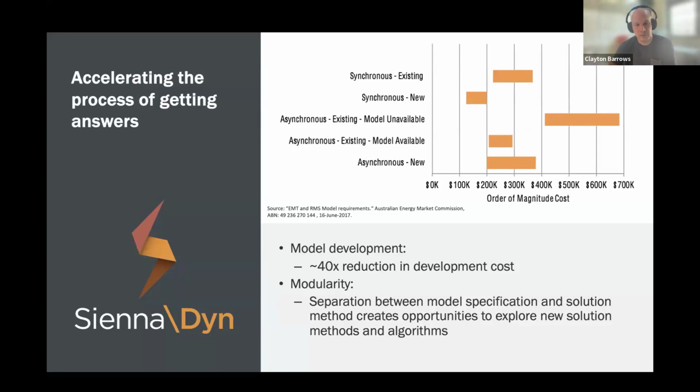And so we've seen about a 40 times reduction in development cost or development time because of the modularity associated with the way that we have designed the Sienna Dyne tools. And that modularity also benefits us in the simulation approach because we're able to apply different modeling numerical integration techniques and get results fairly quickly.